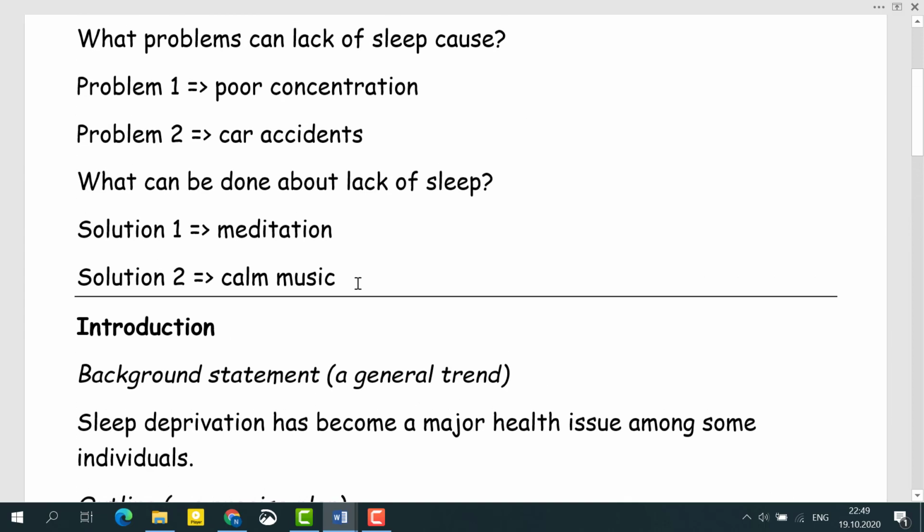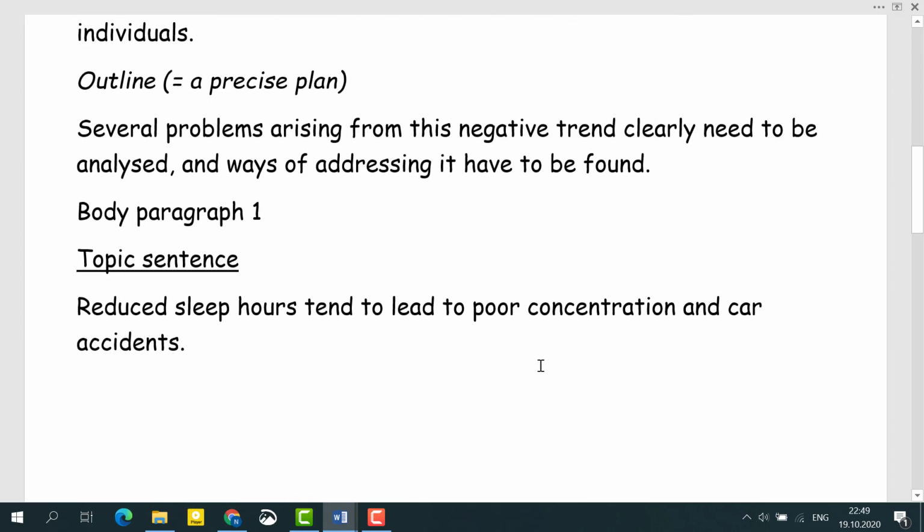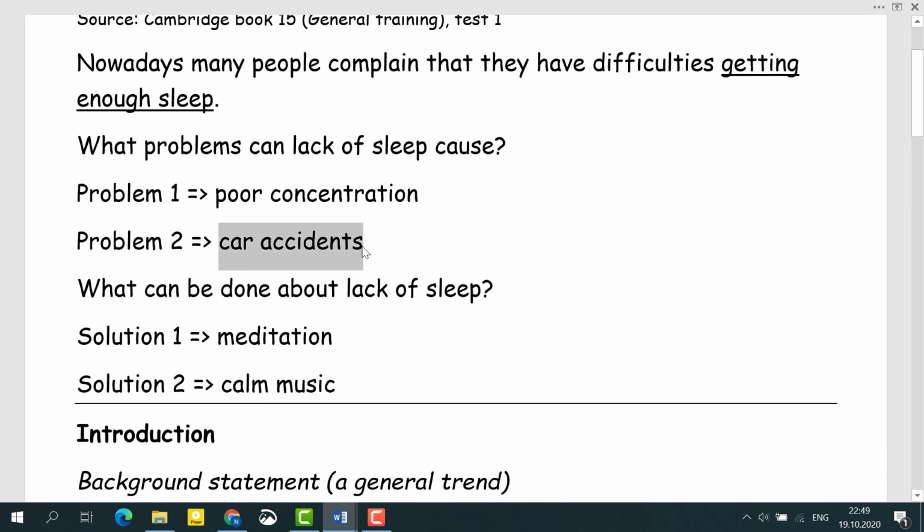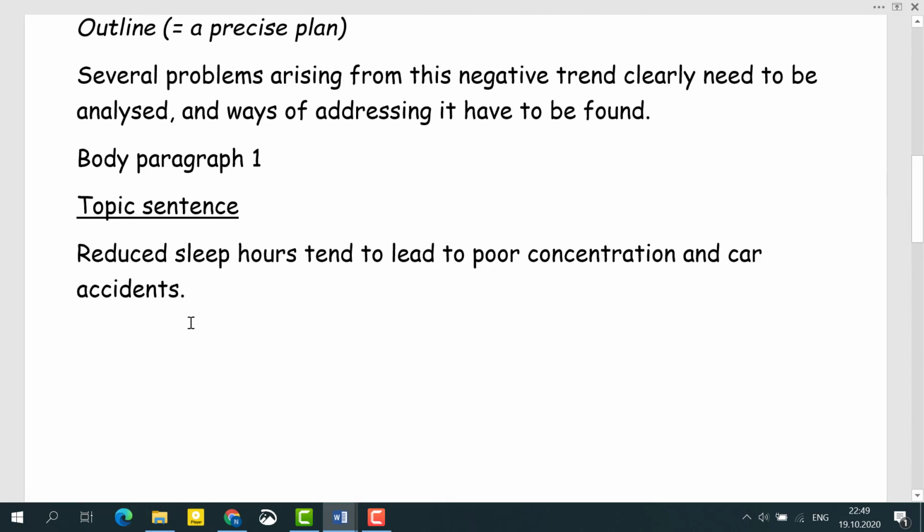poor concentration. So this is our first problem, poor concentration, okay? And then car accidents, this is the second problem, okay? And that's it. So we have mentioned 2 problems. And next, now we have to talk about the first problem in detail.